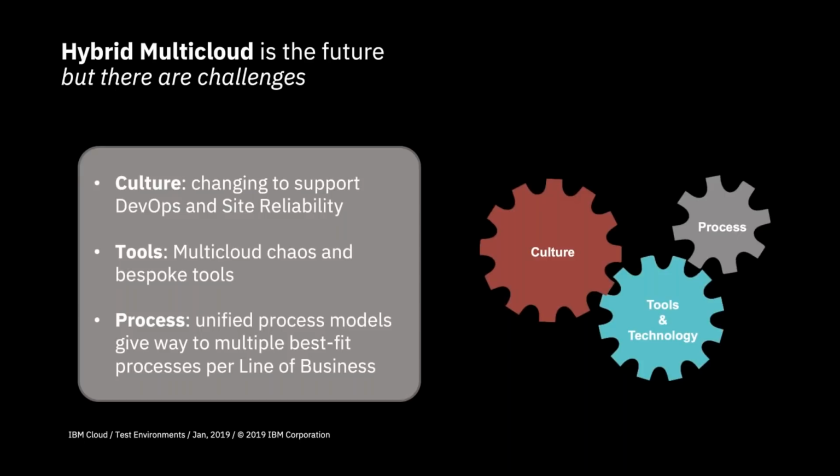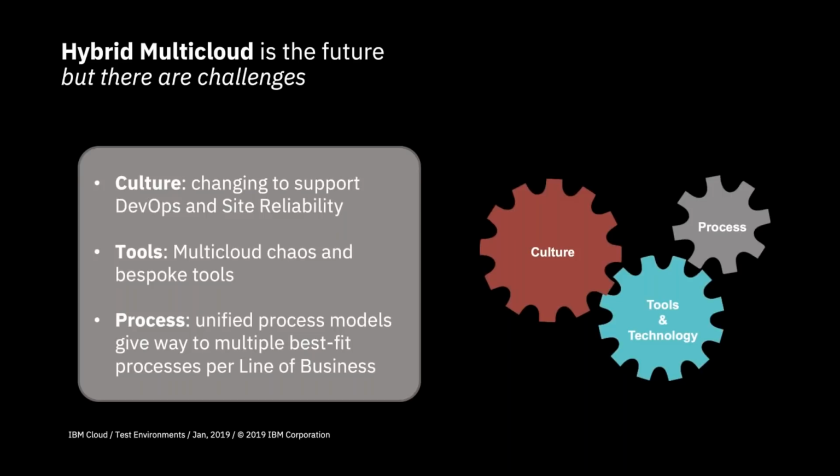The culture is changing from central IT-led to DevOps and site reliability engineering-led. What does DevOps mean? It means lines of business get much more latitude in how they approach development and delivery of applications. We're seeing a Cambrian explosion of incompatible tools and operational complexity around deploying, managing, and governing applications around multiple cloud providers. That's a challenge.